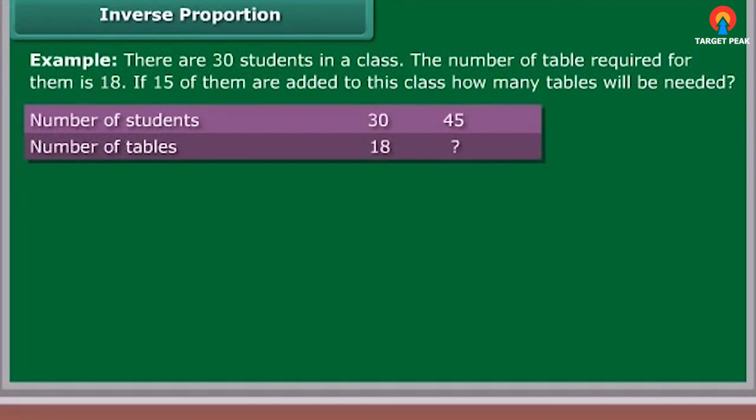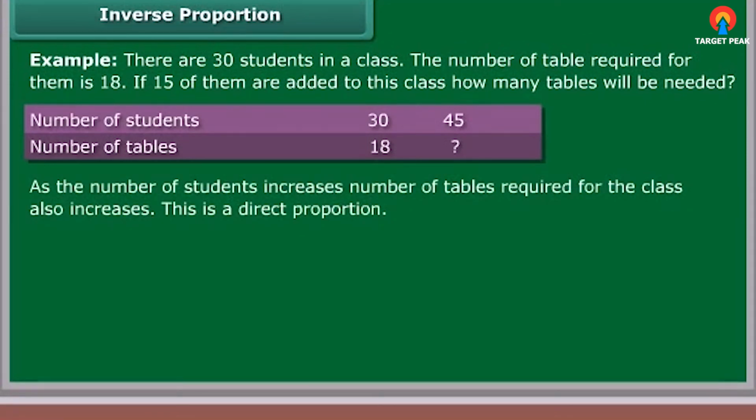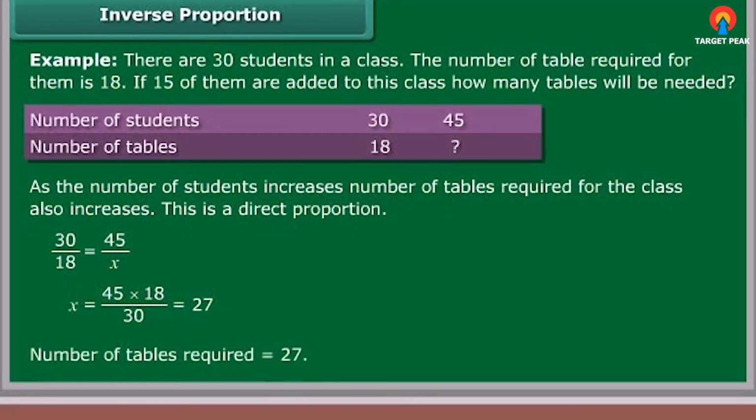Example: there are 30 students in a class. The number of tables required for them is 18. If 15 more students are added to this class, how many tables will be needed? As the number of students increases, the number of tables required for the class also increases. This is a direct proportion. 30 upon 18 is equal to 45 upon x. X is equal to 45 into 18 upon 30, which is equal to 27. The number of tables required is 27.